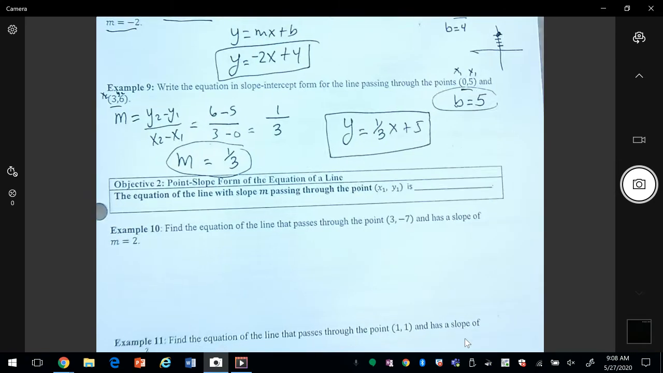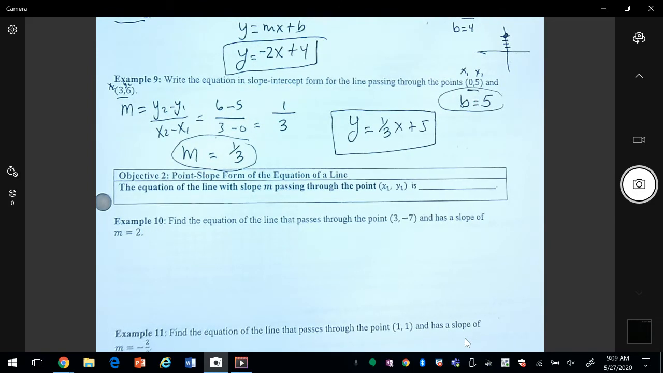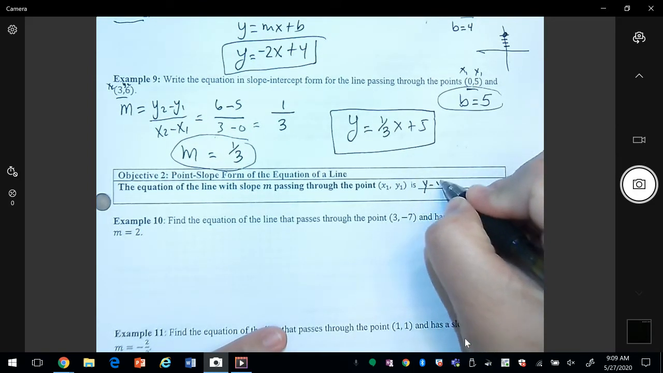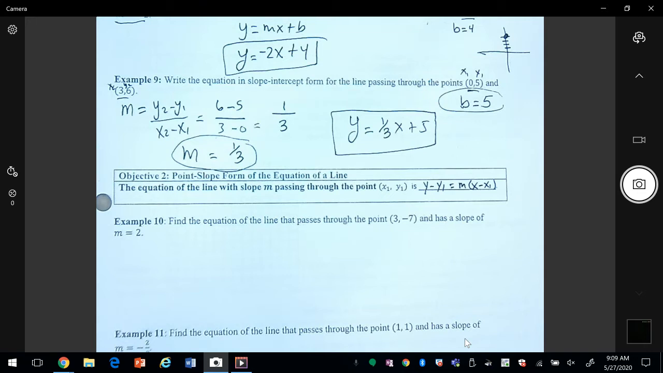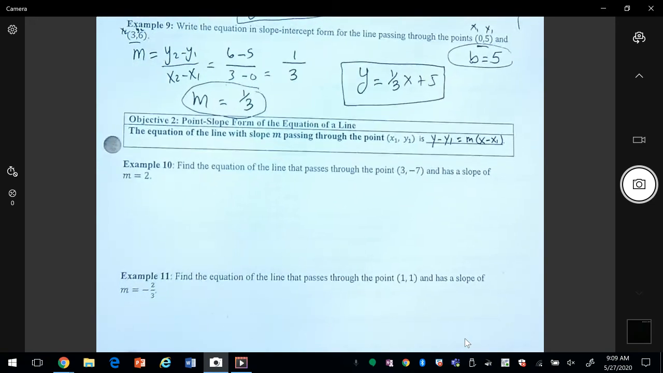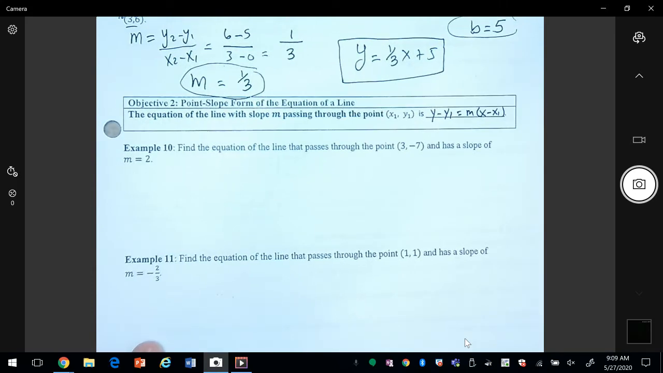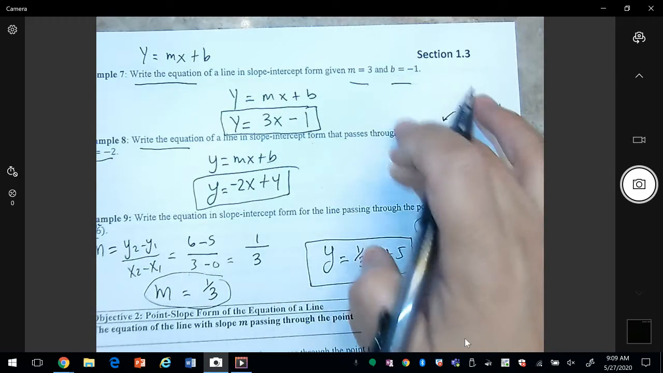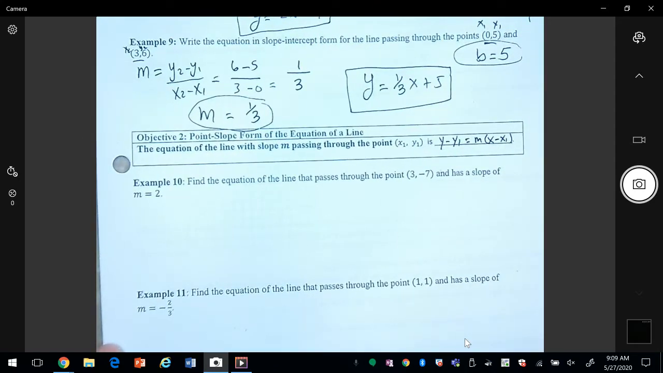The equation of a line with slope m passing through the point (x1, y1) is going to be called the point-slope form, and is written as y minus y1 equals m times (x minus x1). So this is just another way of writing the equation of a line, or you can continue to use the slope-intercept form. Find the equation of a line that passes through the point (3, -7) and has slope m equals 2. So you still need two things, which is the slope and the y-intercept. If you have the y-intercept, then that is great because we would work it out like these three examples. If you don't have the y-intercept, then this is how we would take care of that.